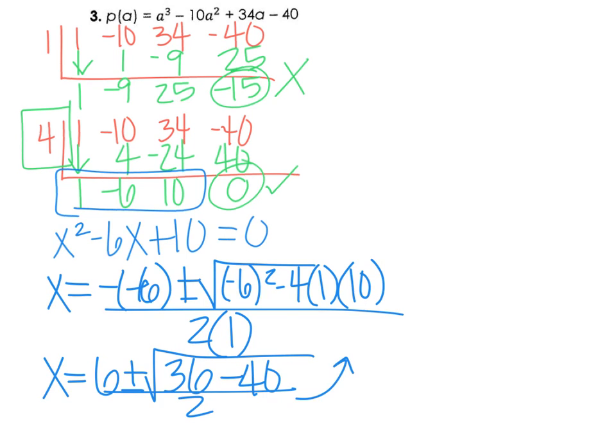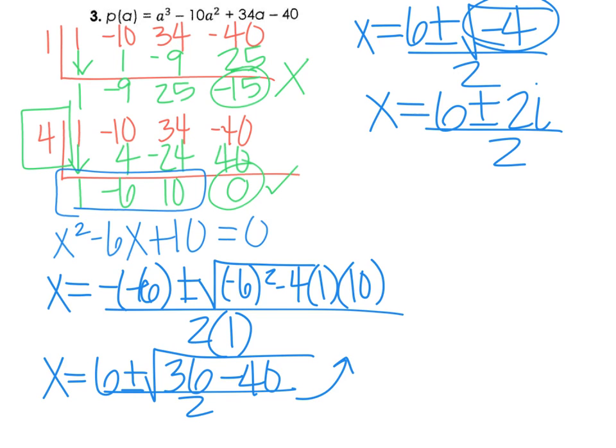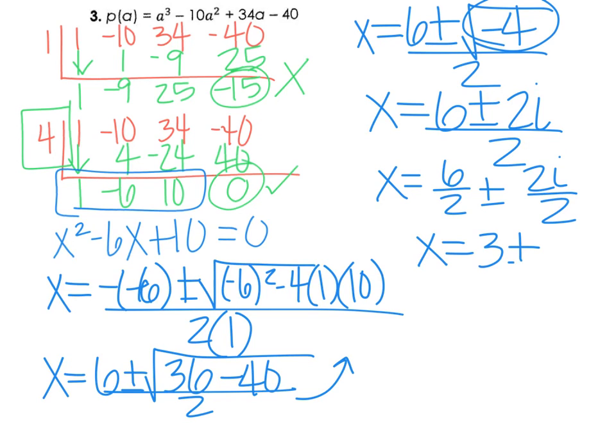And I'm just going to go up top because I'm running out of space here. x equals 6 plus or minus the square root of negative 4 all over 2. Square root of negative 4 we can rewrite as 2i over 2. Then we want to divide each of these by 2. So 6 divided by 2 and 2i divided by 2. It's going to give us 3 plus or minus i. And there's 2 more roots or zeros.